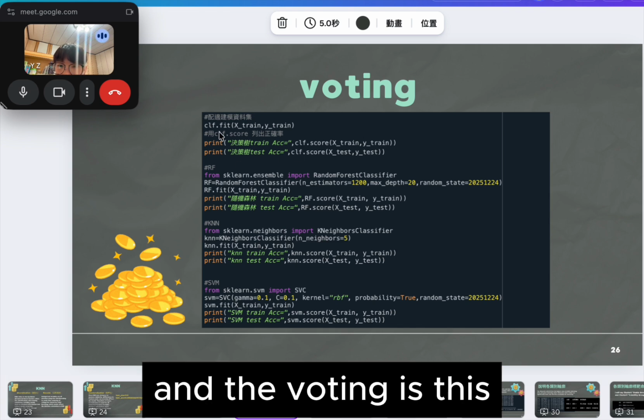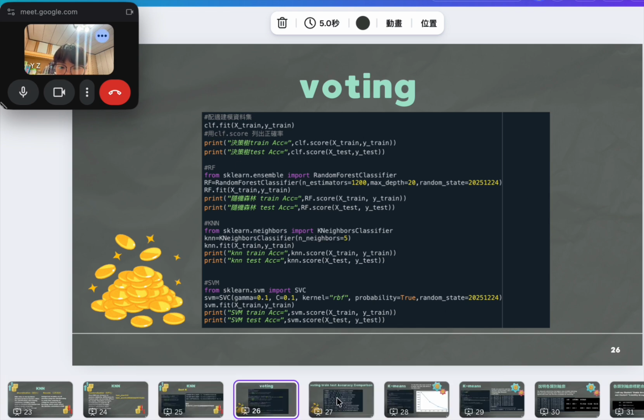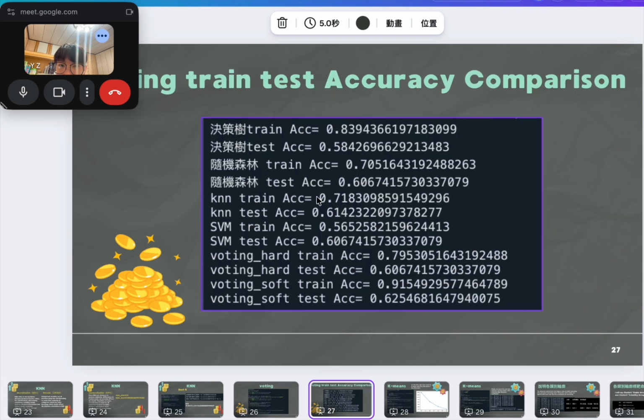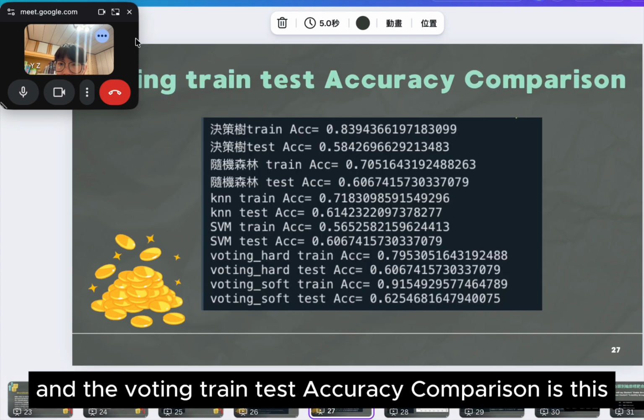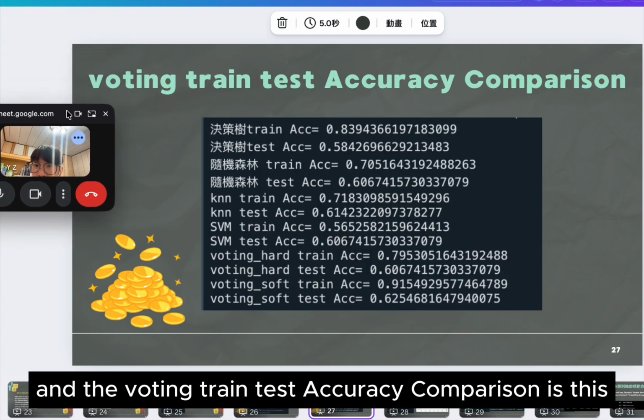And the voting is this. Voting test accuracy comparison is less.